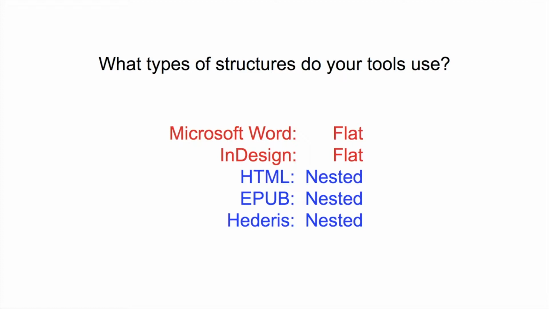So what we need to do is find a way to get those nesting instructions from the Word file into Hederis, even though the Word file uses a flat structure and Hederis looks for a nested structure. So what we're going to do is use styles to do that.